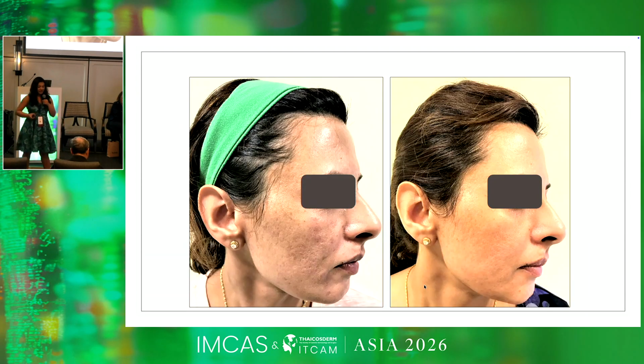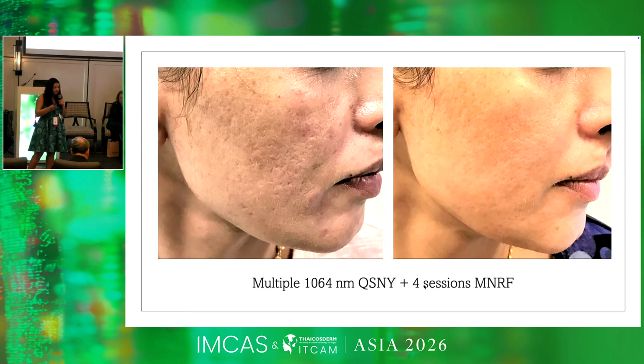Yes, I want to show you this. This is a photo damage patient. She's a pilot. She had a lot of photo damage, and as you can see, a lot of dyschromia, a lot of pigmented scars. And this is the result, and I'll show you what you do for this. I used a nanosecond device, multiple sessions of 1064 nanometer, which is safe in skin of color, Q-switch Nd:YAG lasers, and 4 sessions of microneedle radiofrequency fractional.